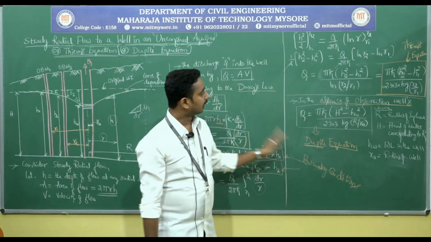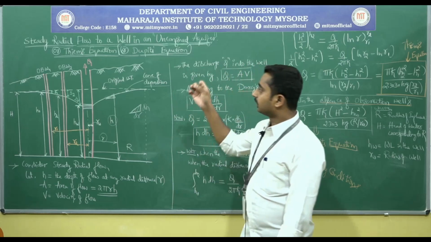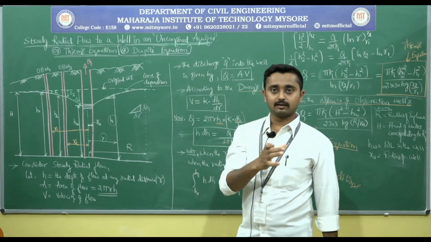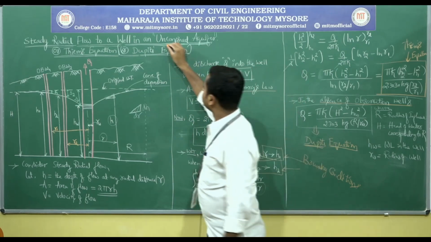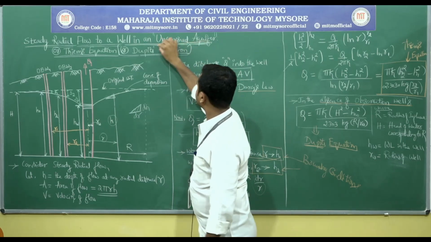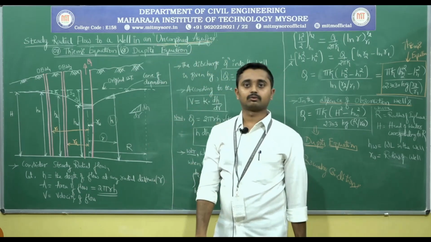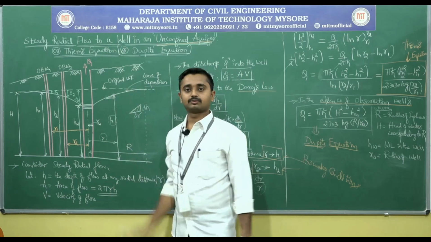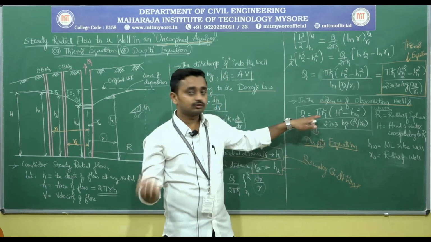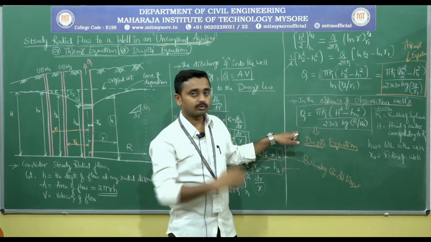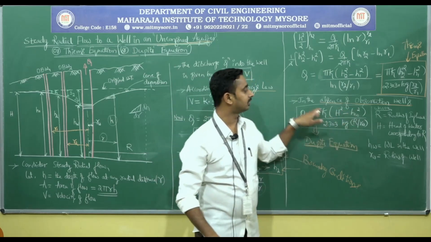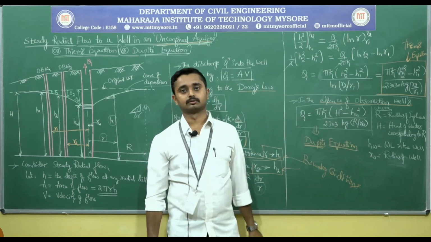And this is all about steady radial flow to a well in an unconfined aquifer. This is important. For an unconfined aquifer, it is sometimes also called Thiem's equation. If there is no observation well, then the same equation with replaced terminology is called Dupuit's equation.